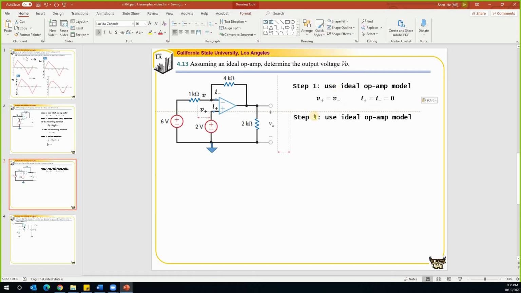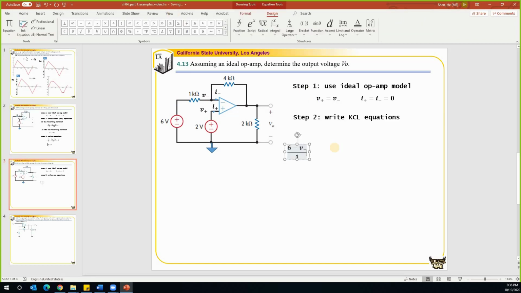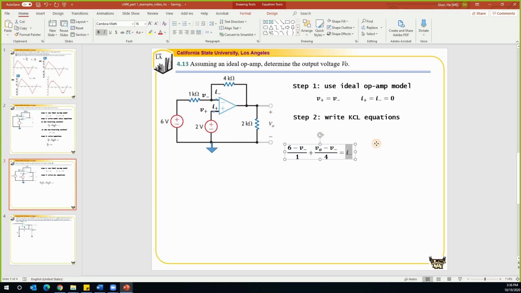And step 2, write the equations. At the inverting terminal, this is 6 volts. So 6 minus V minus divided by 1 is the current that goes into the inverting terminal. The current goes into this node through this branch, that is VO minus V minus divided by 4. And the current leaving the node is I minus. So this is the equation that we get at the inverting terminal. At the non-inverting terminal, V plus is equal to 2 volts. That's all the equations that we have.